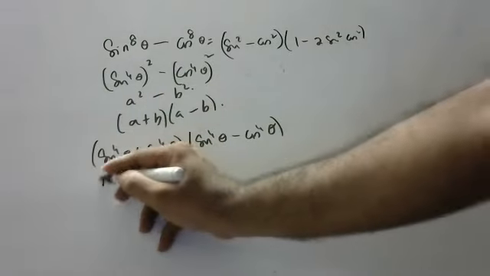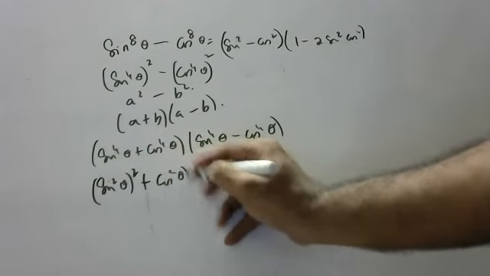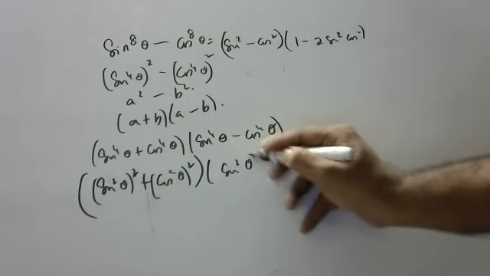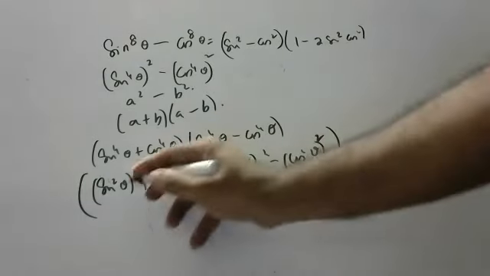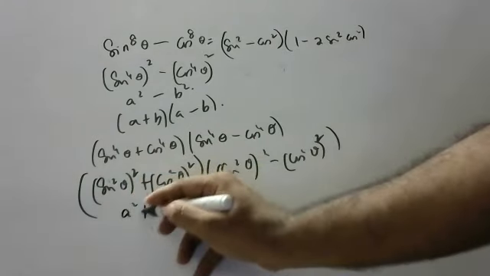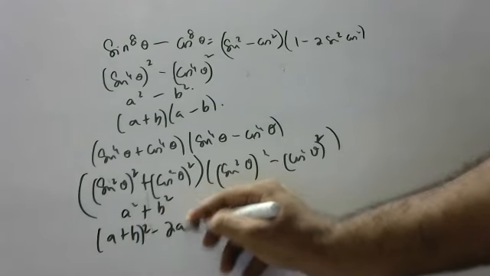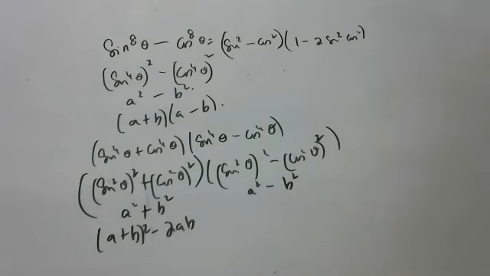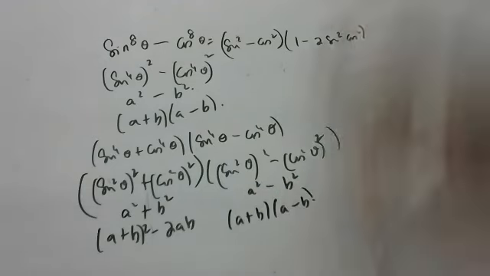This we will write as sine square theta whole square plus cos square theta whole square, and this we will write as sine square theta whole square minus cos square theta whole square. This is in the form of a square plus b square. What is a square plus b square? It is a plus b whole square minus 2ab. And this is the form of a square minus b square, which is a plus b into a minus b.